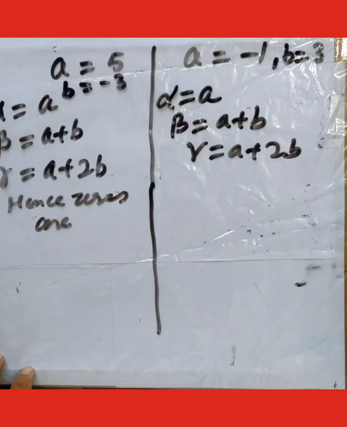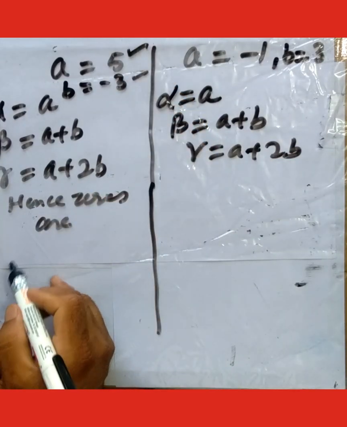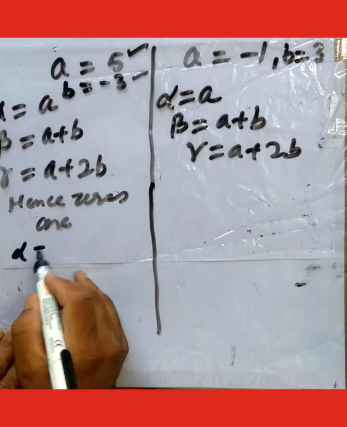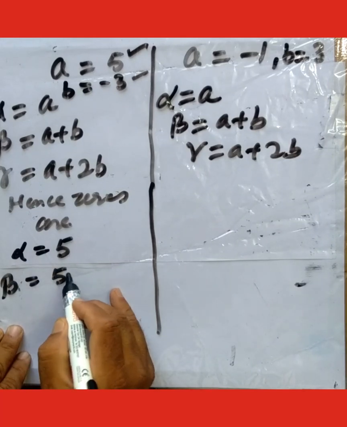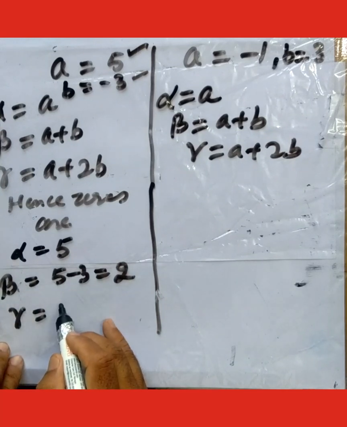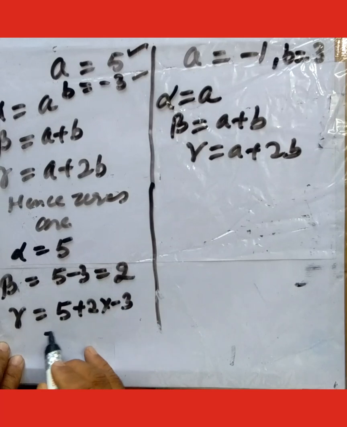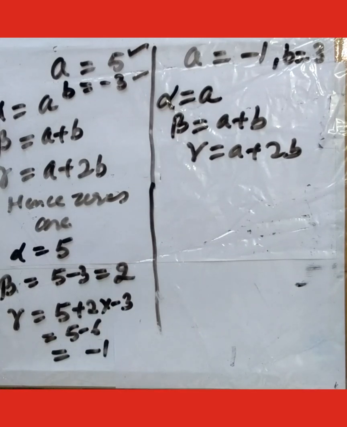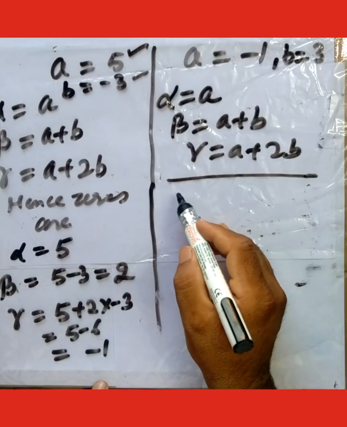Now we have two values of a and b. For a = 5, b = −3. The zeros are alpha = 5, beta comes out to be 5 plus the value of b, which is −3, so beta is 2, and gamma is equal to 5 + 2 into −3, so 5 − 6, that is −1.